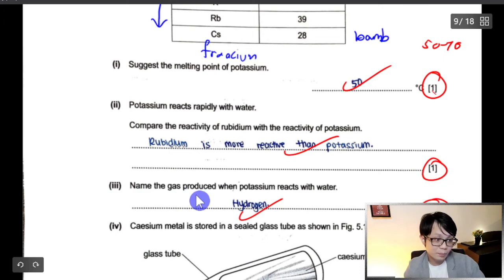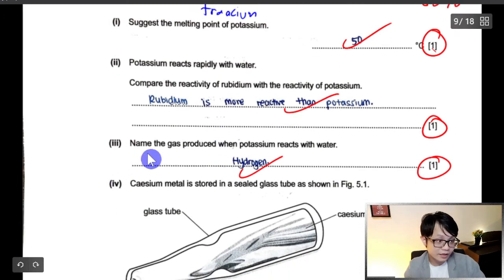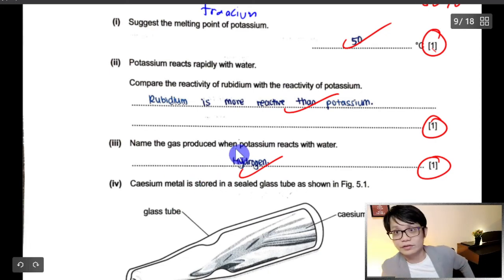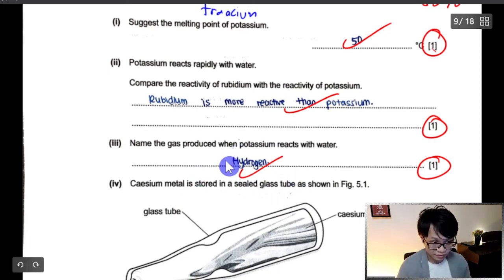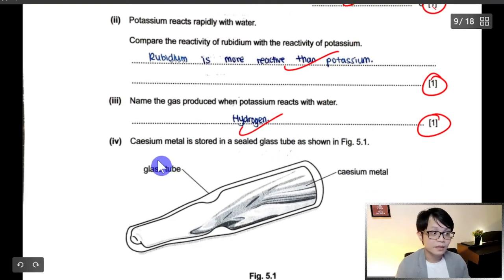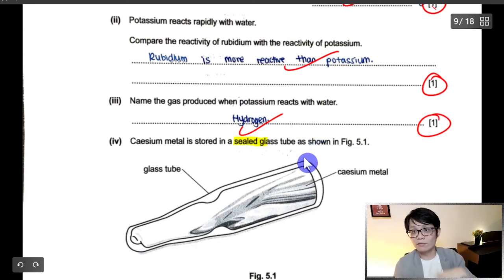Name the, where was I? This one. Name the gas produced when potassium reacts. It produces hydrogen gas. Okay, so this is a very straightforward question. Calcium is stored in a sealed glass. So how do they store this? Because it's highly reactive with oxygen. Once you just take it out, it will explode.